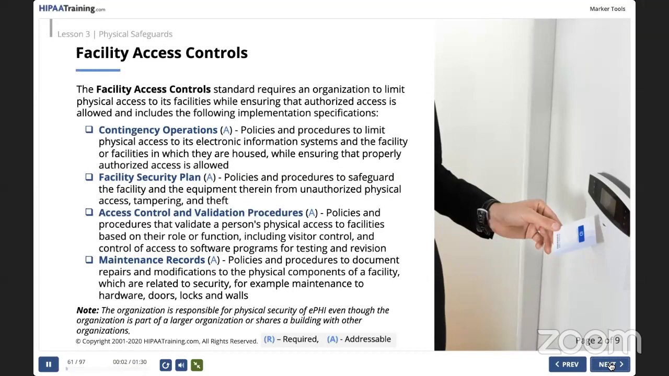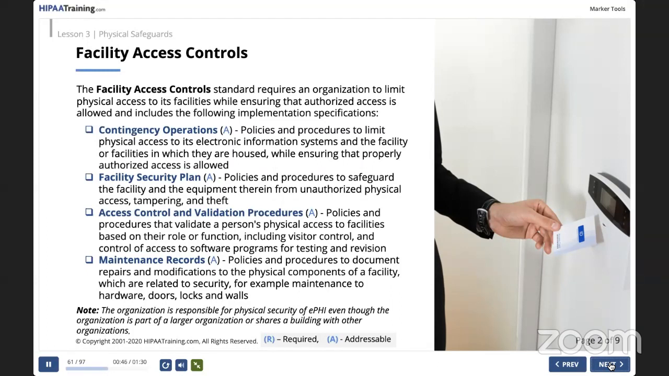Facility access controls. The Facility Access Controls Standard requires an organization to limit physical access to its facilities while ensuring that authorized access is allowed, and includes the following implementation specifications: contingency operations, policies and procedures to limit physical access to its electronic information systems and the facility or facilities in which they are housed, while ensuring that properly authorized access is allowed. Facility security plan. Policies and procedures to safeguard the facility and the equipment therein from unauthorized physical access, tampering, and theft.